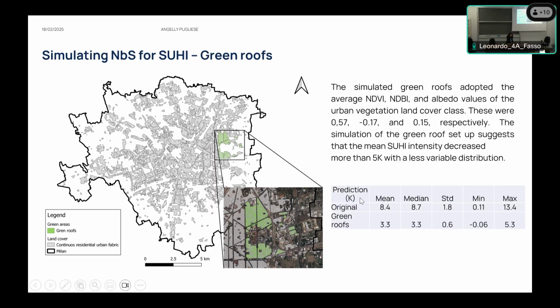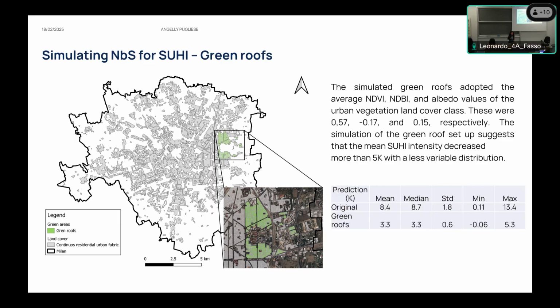Then I extracted the statistics between the original surface urban heat island intensity map and the green roofs in the areas where I was placing the green roofs, not even outside. These are the statistics. There was a 5 Kelvin decrease in the mean temperature, and the max temperature diminished from around 13 to 5 Kelvin. This is, of course, not to say that if I place the green roofs, this is going to be exactly the output.